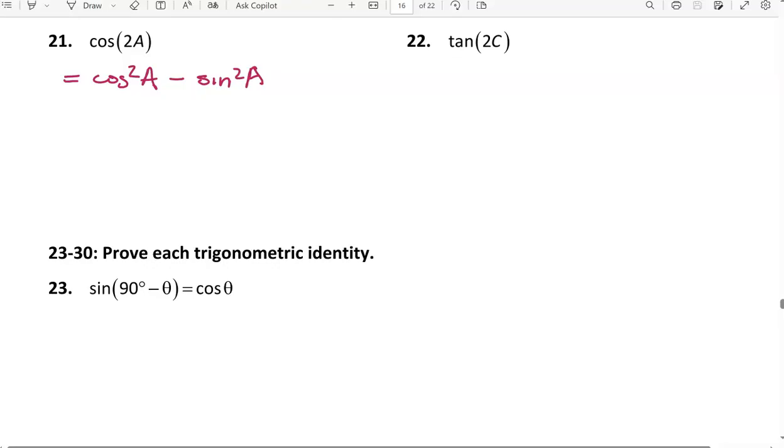For number 21, we're asked to evaluate the cosine of 2a. There are 3 trig identities for the cosine of 2a, so I just chose to use the first one of them. You can use any of the 3 and they shall give you the same result. So I'm using cosine squared of a minus sine squared of a.